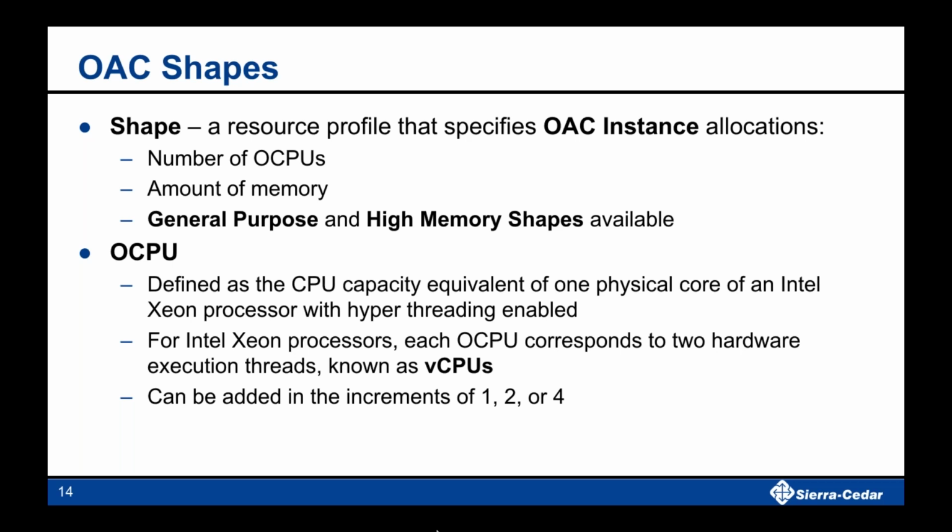Before that, we need to understand what an OCPU is. An OCPU is nothing but one physical core of an Intel Xeon processor with hyper-threading enabled, which is important. Hyper-threading is enabled here, and each Intel Xeon processor core equals 2 virtual CPUs. These CPUs can be added in increments of 1, 2, or 4. One point I want to mention here is that there's another type of CPU also available, which is a Spark OCPU. But this is available only for the dedicated cloud compute instance.